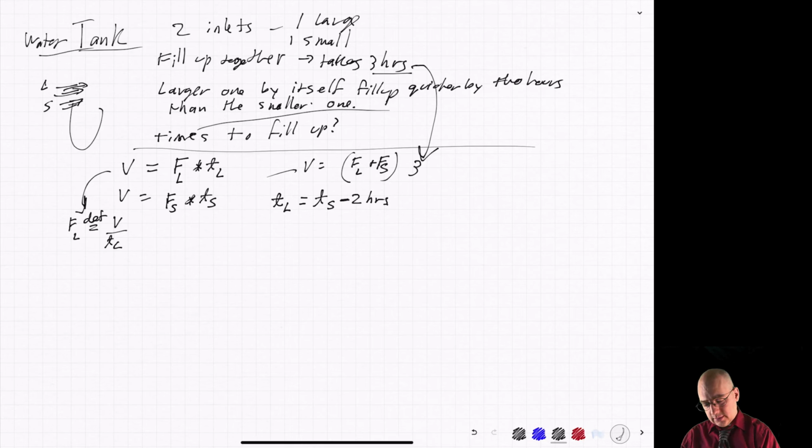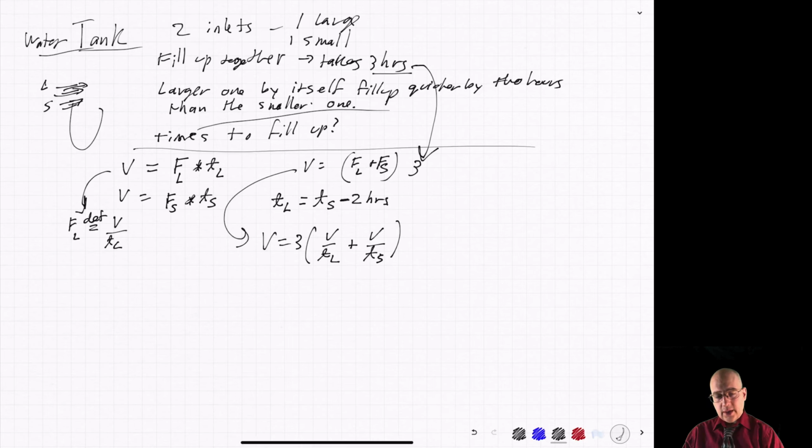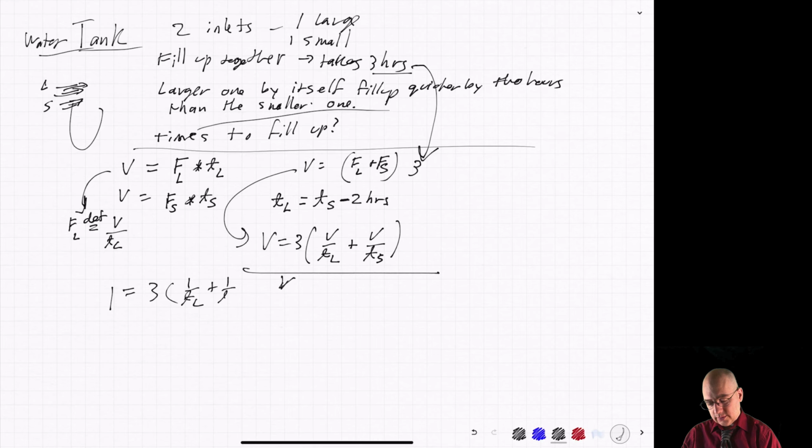So this V here, put in the definition of this flow rate, V over TL. And then the same thing for the flow rate of the small one. And of course we have this 3 here. Now notice that V appears in all of the terms, so I can just divide by V. That's why I don't need this information. So I've got 1 equals 3 times (1 over TL plus 1 over TS).